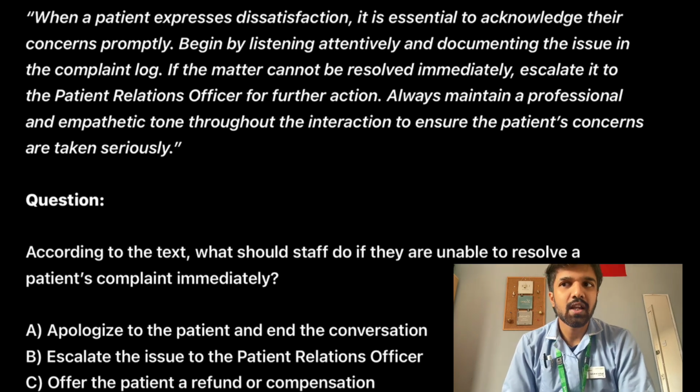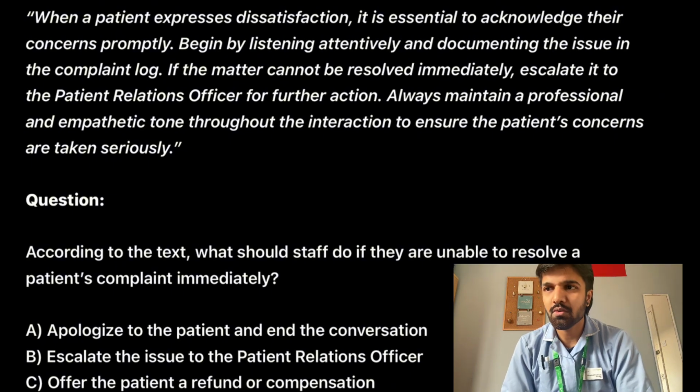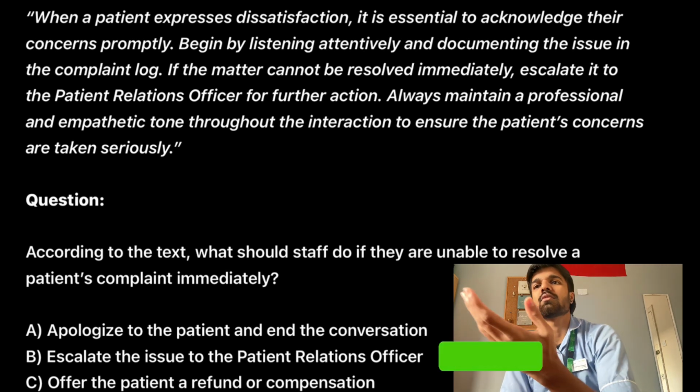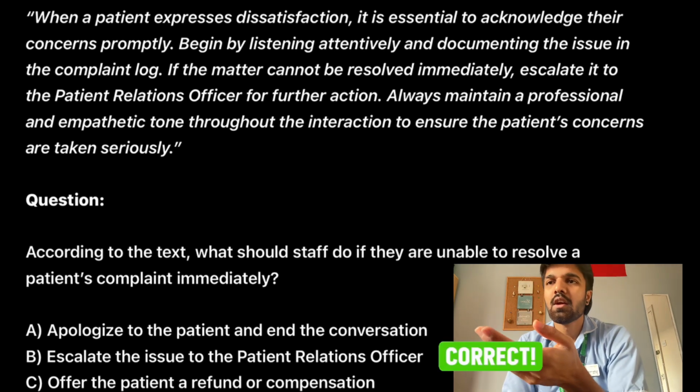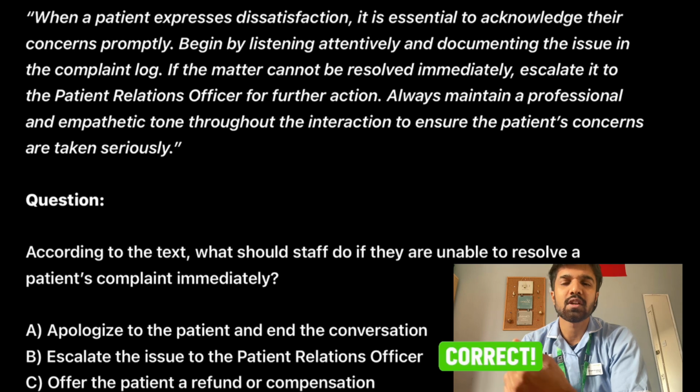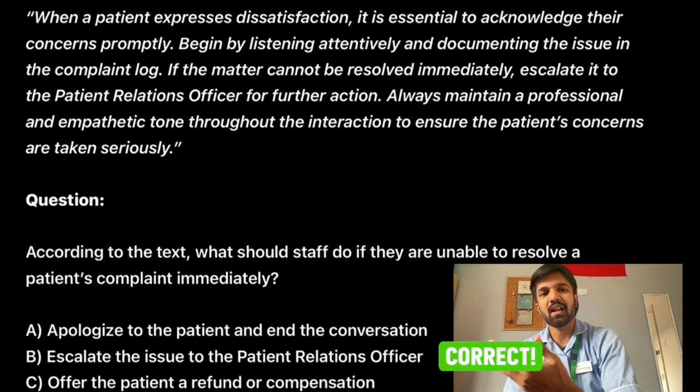And then option B, escalate the issue to the patient relations officer. So if we find any unresolved patient's complaint, do we need to inform the patient relations officer immediately? Yes, we need to. In the third line, they said, if the matter cannot be resolved immediately, escalate it to the patient relations officer for further action. It is a straight, simple answer.